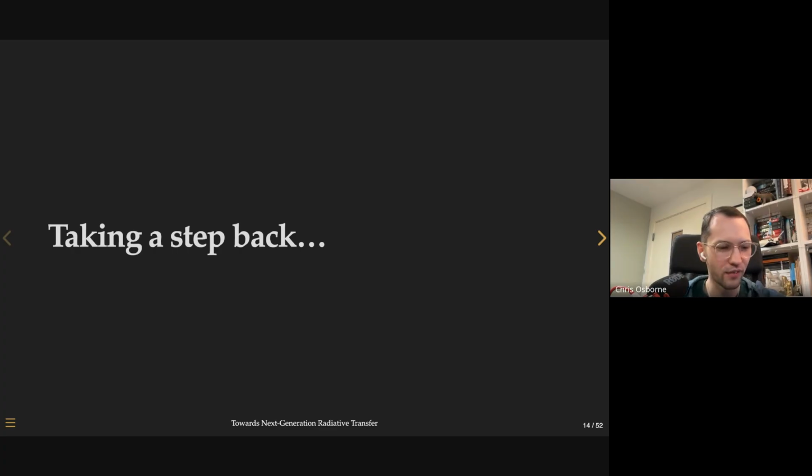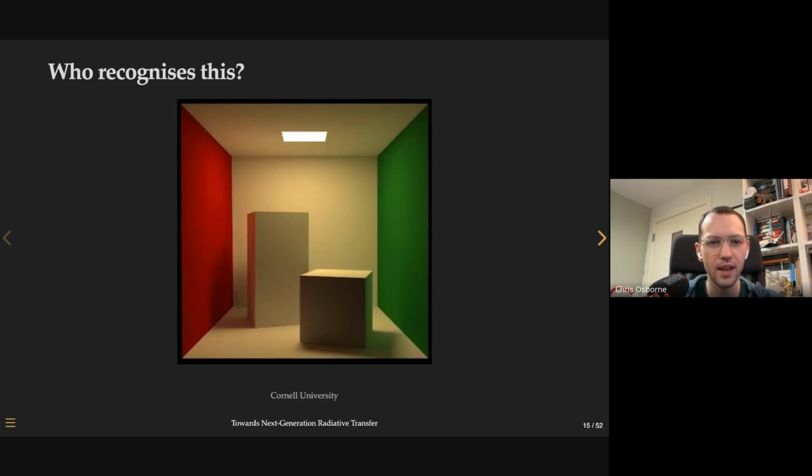So now we move to the second part of the talk, which is very much my current focus of research, but it does all tie together. Some of you may be familiar with this image. This is a very famous image in the world of computer graphics. This is the Cornell box. So this was effectively the original test case for photorealistic rendering of images with a computer.